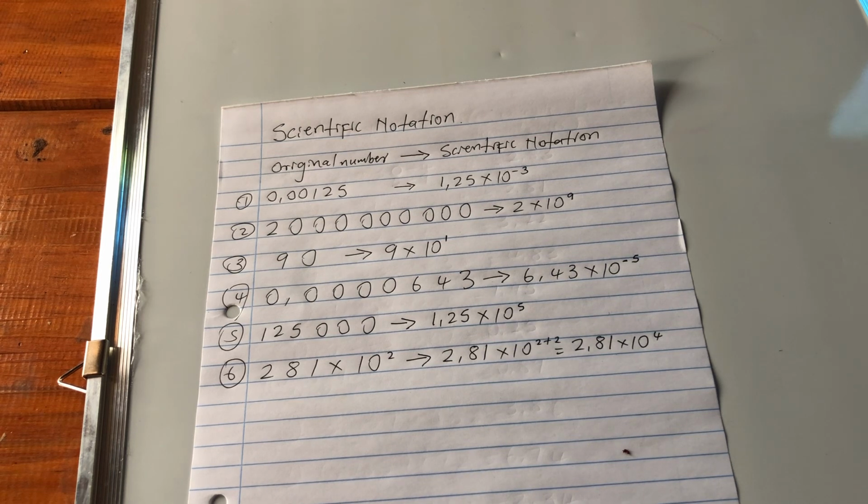So I've put a few examples that I'm going to use to explain how to change what I termed as the original number to scientific notation. So let's first look at number 1. We are given 0,00125.